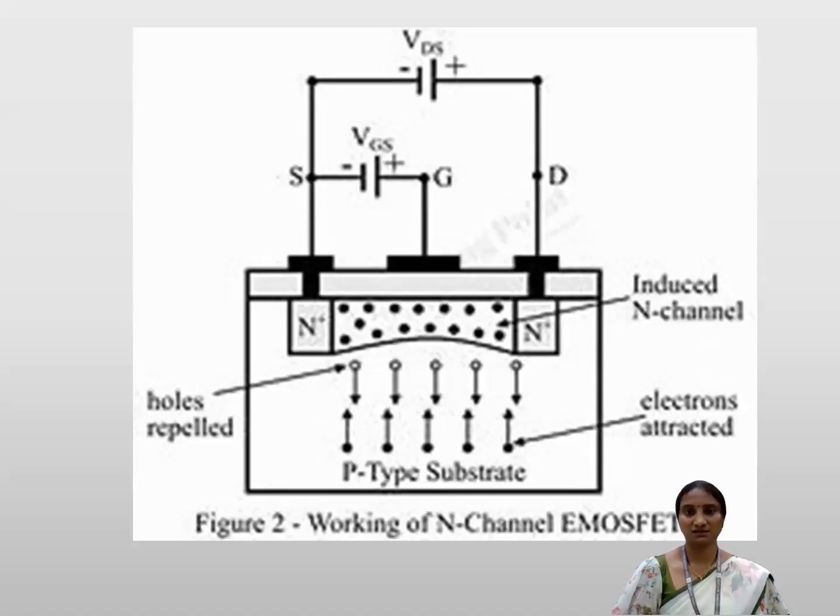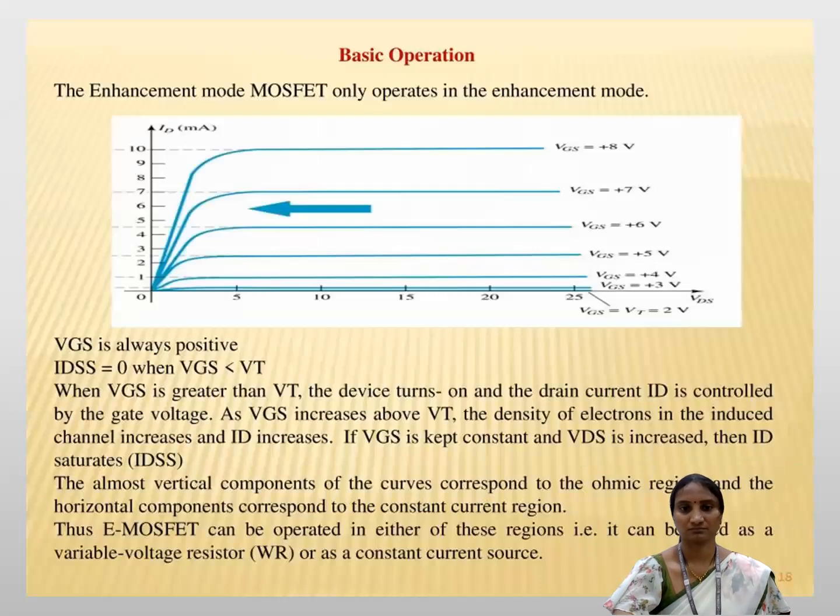This can be clearly depicted in this picture. VGS is given a positive voltage, VDS is given a positive voltage, inducing a channel between the source and drain regions. We can observe in this diagram how the holes are repelled and how the electrons are attracted. Altogether, we can see the characteristics, so the enhancement mode MOSFET can be explained.